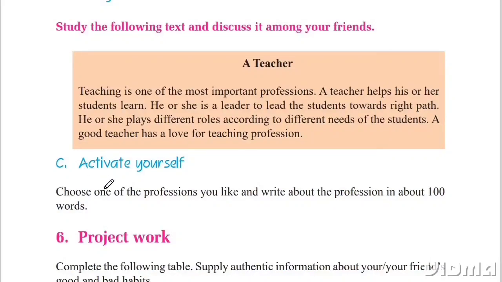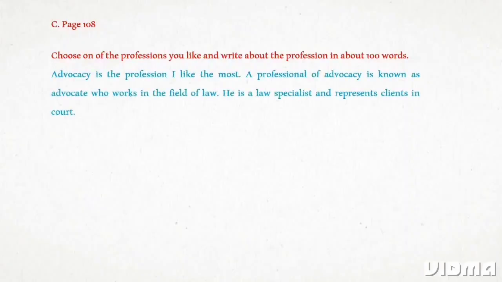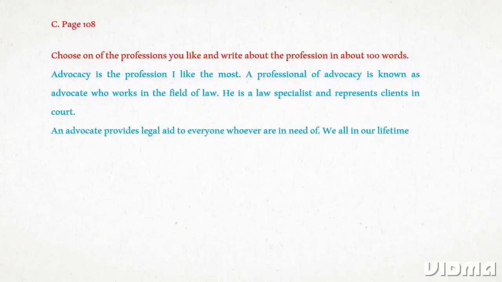Okay, next. Choose one of the professions you like and write about the profession in about 100 words. Okay. Advocacy is the profession I like the most. A professional of advocacy is known as advocate who works in the field of law. He is a law specialist and represents clients in court. An advocate provides legal aid to everyone who is in need of it.